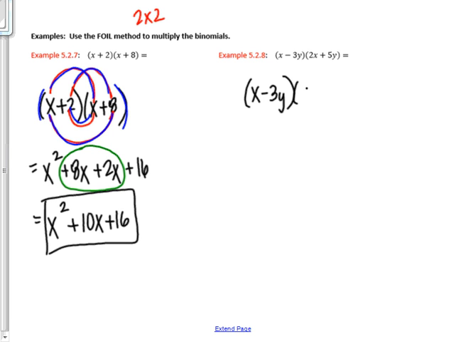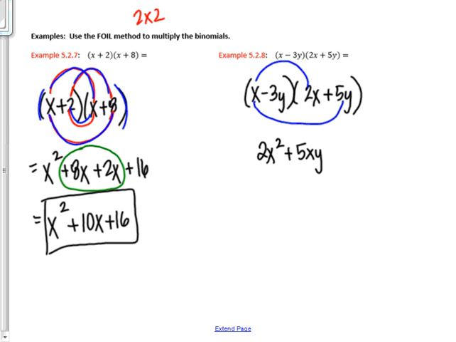Again, I'm going to write it bigger for this pen. All right, so here we go. First times first. X times 2x, and that would be 2x squared. All right, let's do the outside. X times 5y. So we have 5xy. We want to keep them in alphabetical order, so always write xy, don't write yx.